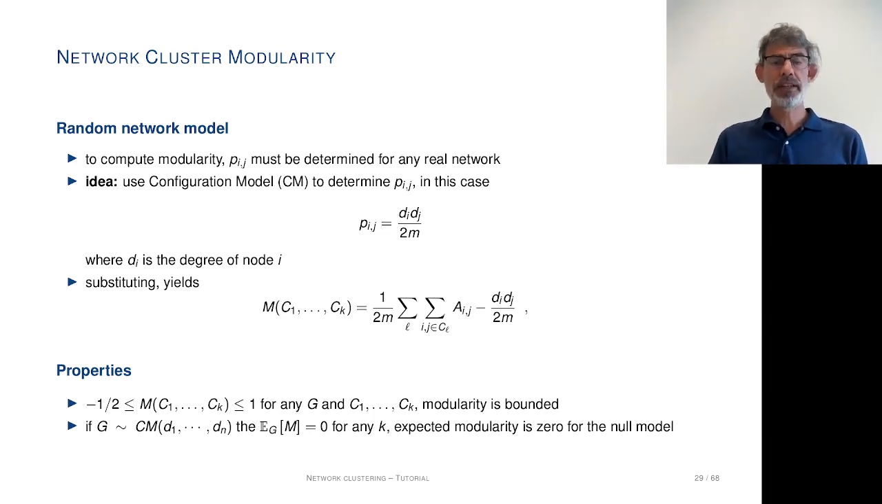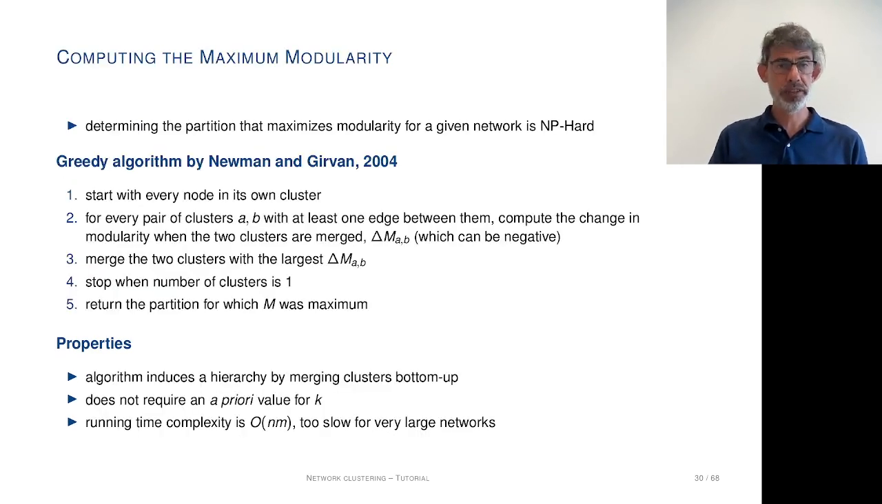Properties of the modularity: the value is always between -0.5 and 1 for any graph and any community assignment. And if my graph is a sample of the configuration model with a particular degree sequence, then the expected value of the modularity of this graph is 0 for any k, which is good because the expected modularity is 0 for the null model, meaning the configuration model. Okay, so that's that for modularity, but how can we compute it?